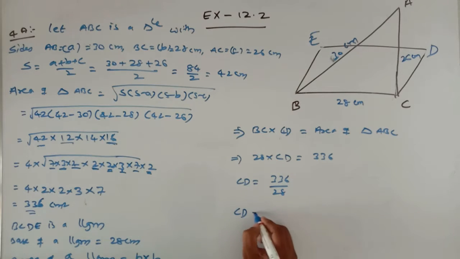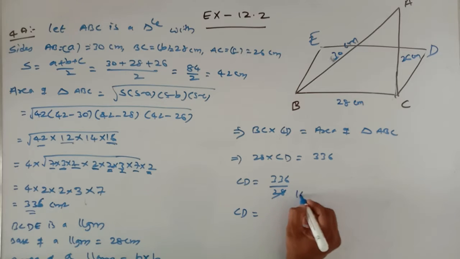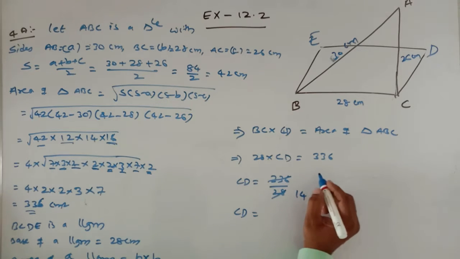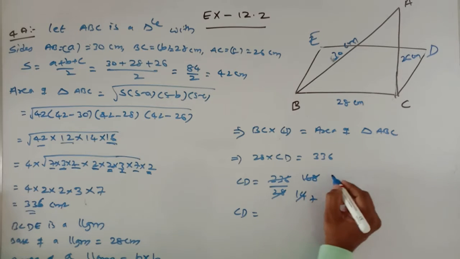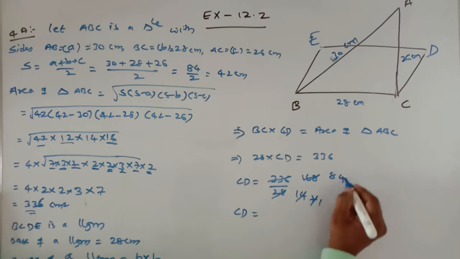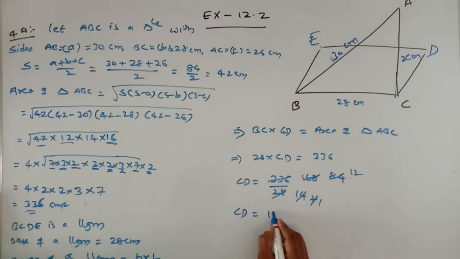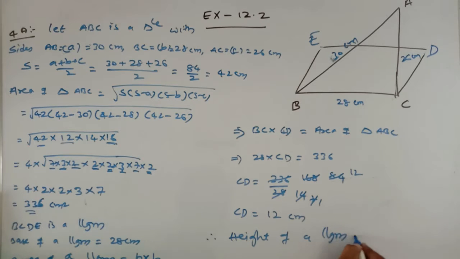After simplification, CD is equal to 12 centimeters. Therefore, the height of the parallelogram is equal to 12 centimeters.